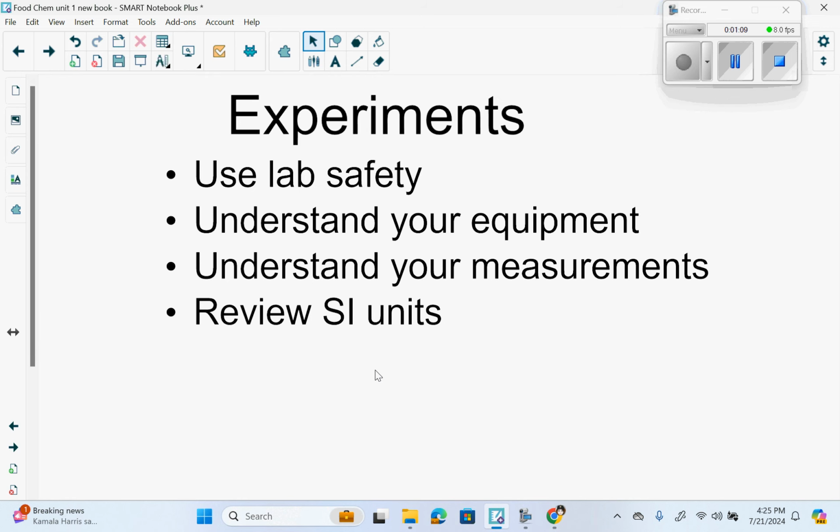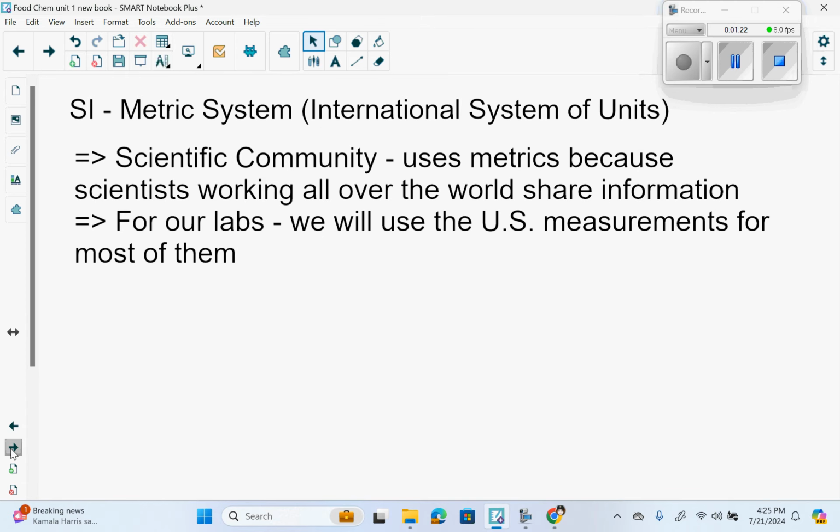Now, our experiments will use lab safety. Again, you've seen that in your other courses, and it will not change. You will need to understand your equipment, understand your measurements, and then we'll review the SI units. If you remember, the SI is the metric system, the International System of Units. The scientific community uses metrics because scientists working all over the world share information.